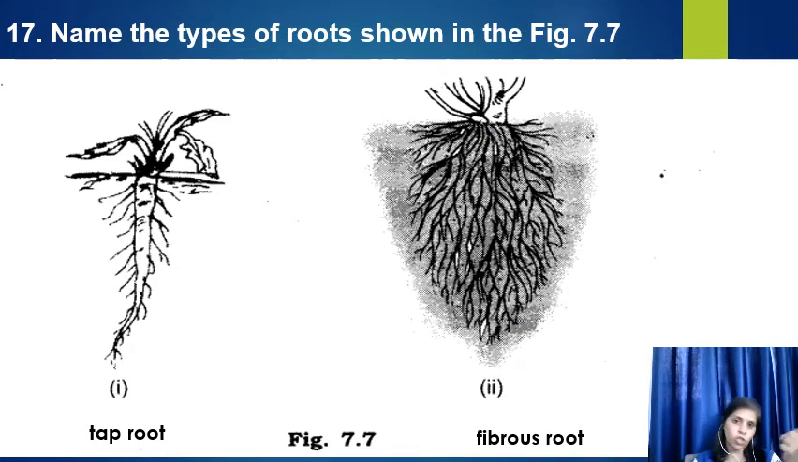If it is like a bush, where all the roots are coming all together, then it is a fibrous root. And if one main root is there and from that other roots are coming out of it, then we say that it is a taproot. So very easily you can identify: in the taproot the main root is there, while in the fibrous root all the roots are coming from the base of the stem. There is no main root present in them.